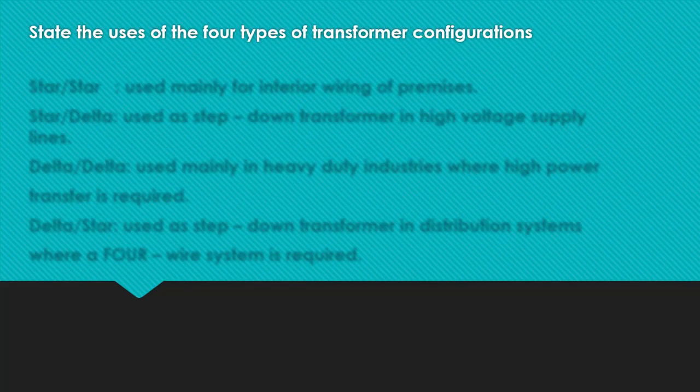State the uses of the 4 types of transformer configurations. We get star-star, used mainly for interior wiring of premises. Star-delta, used as a step-down transformer in high-voltage supply lines. Delta-delta, used mainly in heavy-duty industries where high power transfer is required. Delta-star, used as a step-down transformer in distribution networks where a 4-wire system is required.